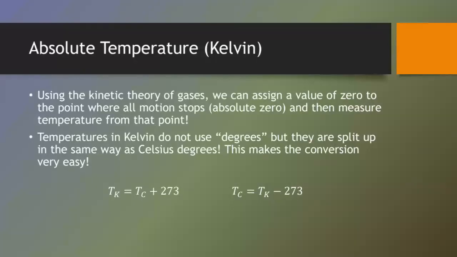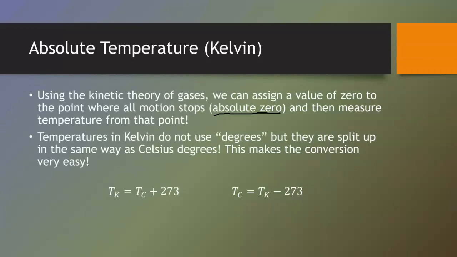Now, if we use the kinetic theory of gases that we talked about this week, the idea that the temperature of a gas is equal to the average kinetic energy of the particles that are moving around, we can assign a value of 0 to the point where all motion, all kinetic energy, stops. We call that point absolute 0. Then we can measure the temperature up from that point. There is no upper limit to temperature, but there is a lower limit. There's only so far that you can go down, and that would be absolute 0.